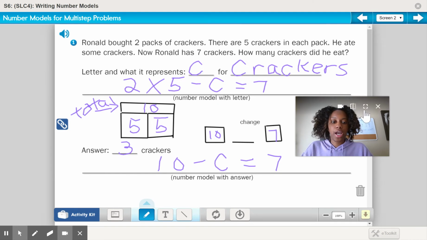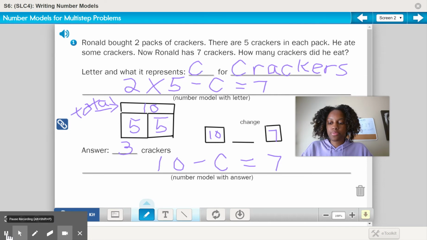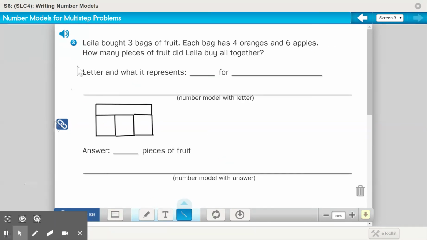Okay, we're going to try another problem using a diagram to help us solve. Let's begin. Problem 2. Layla bought 3 bags of fruit. Each bag has 4 oranges and 6 apples. How many pieces of fruit did Layla buy all together? Letter and what it represents.